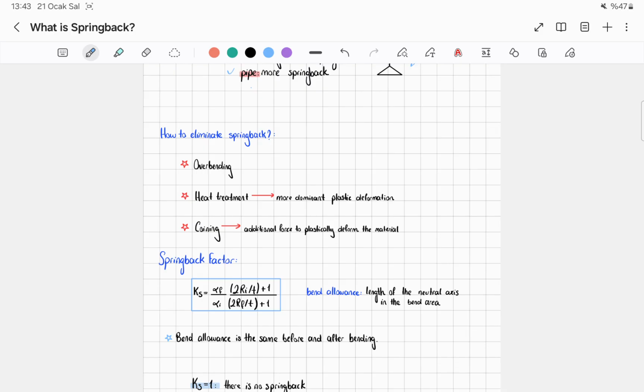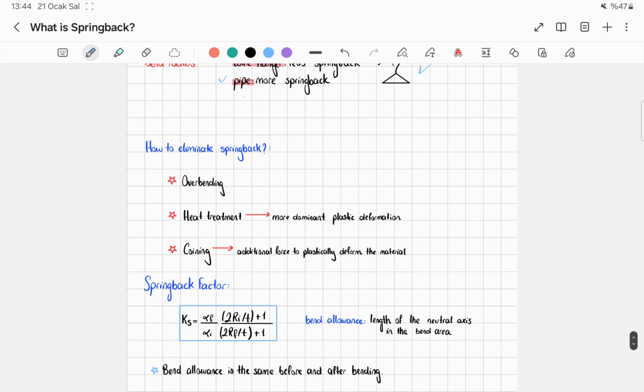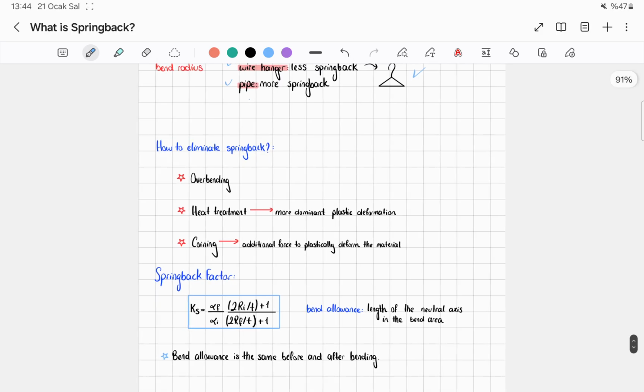So, how to eliminate springback? As we see, this is an important part of this effect. We can use heat treatment, coining, or overbending. Overbending is basically bending it more than desired so that when we observe springback, it would not affect us. So this is an easy one.